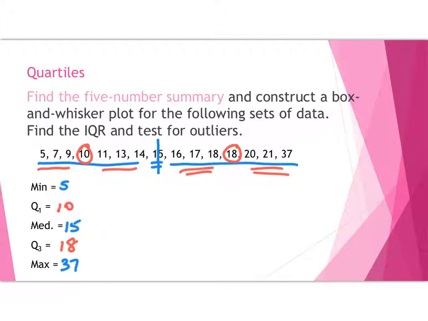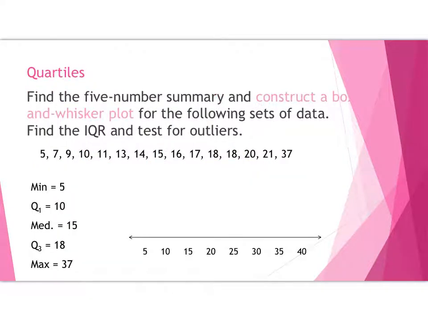Now what I want to do is use that to construct what we call a box and whisker plot. To construct a box and whisker plot, we have to first have a number line. The number line doesn't get our graph. The number line is going to be a ruler so that we make our graph, and all the pieces and parts are proportionate. So I went from 5 to 37, from my minimum to my maximum, so I decided to count by 5s on my number line.